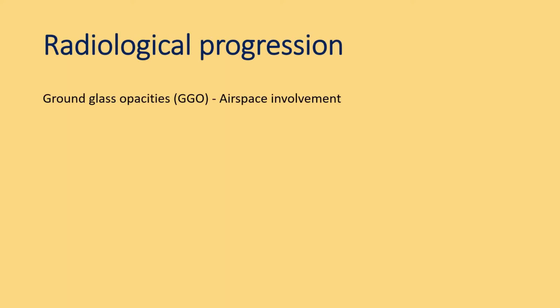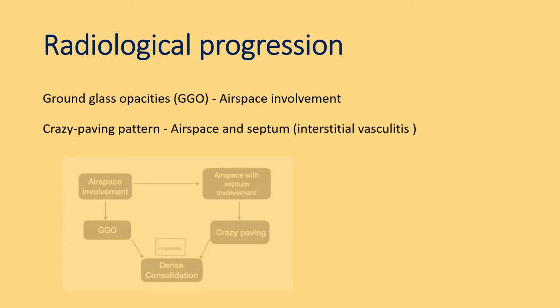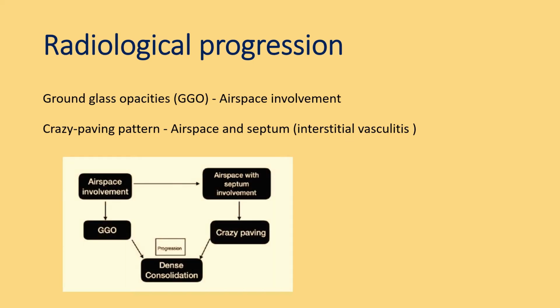Ground glass opacities reflect air space involvement. Crazy paving pattern indicates air space and septal involvement, secondary to interstitial vasculitis and pulmonary venous involvement. Both ground glass opacity and crazy paving pattern progress into dense consolidation.